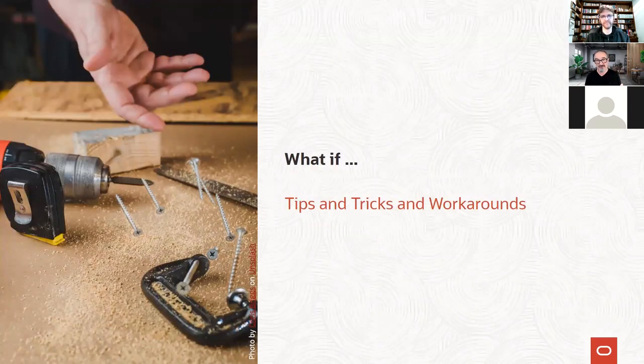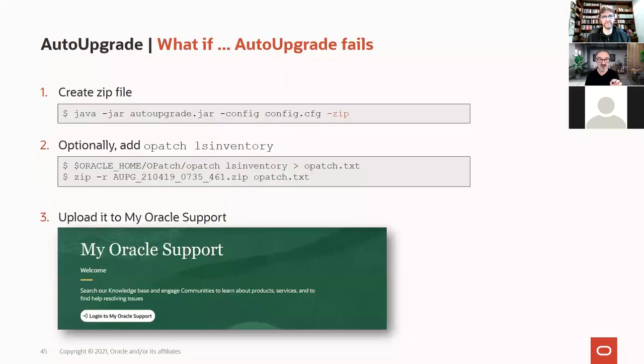Finally, we know everything works well on PowerPoint always, but in reality, if something goes wrong, AutoUpgrade has this fantastic functionality. If anything goes wrong, autoupgrade.jar -config your config file -zip. And this puts all the logs together that AutoUpgrade writes, and believe me, it writes a lot of log information because we want to be as transparent as possible, plus the alert log is included.